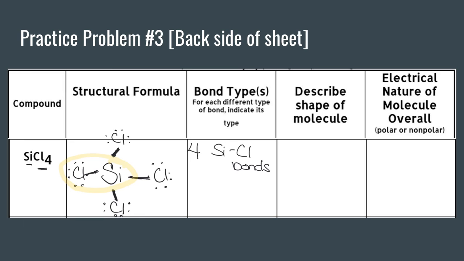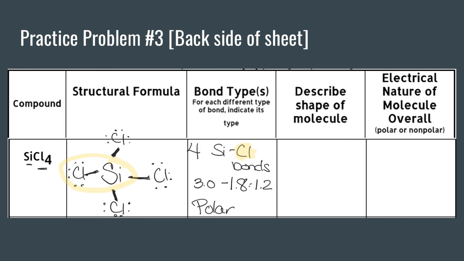So again, we want to start with the highest value. In this case, that's actually the chlorine. Chlorine has a higher value than silicon. So chlorine has a value of 3.0. Silicon is only 1.8. So when I subtract, I get 1.2. So my 1.2, when I look on that reference sheet that tells me nonpolar, polar, and ionic, definitely falls into the polar category, okay?